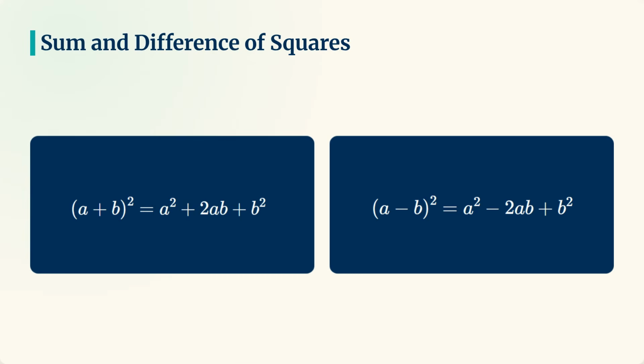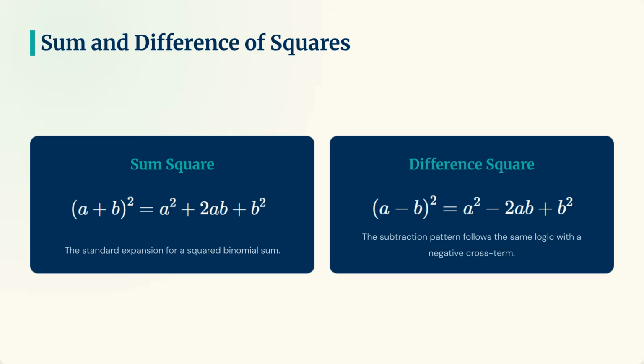The sum and difference of squares identities cover binomial expansions. The sum formula, (a + b)², expands to a² + 2ab + b². The difference formula, (a − b)², includes a negative cross term.